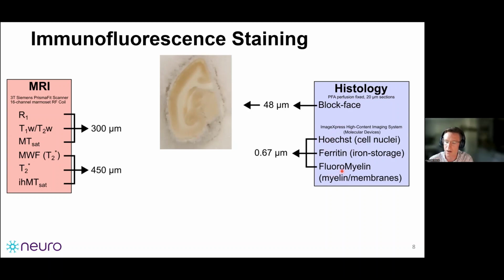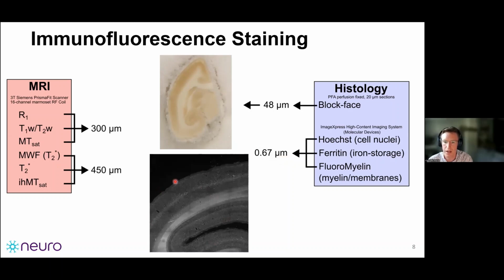For this work presented today, we acquired 3 stains. We have Hoechst for the cell nuclei stain, ferritin, which is an iron storage protein, and we use FluoroMyelin, which is a stain for myelin and membranes. This was acquired with a 10 times objective lens for a pixel resolution of 0.67 micrometers. And just an example of what the FluoroMyelin stain looks like: in part of one section, we see these tiling images as the microscope scans across the section.